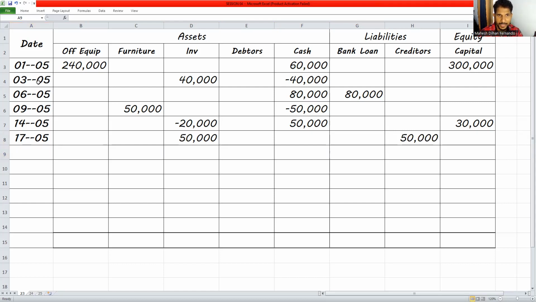Next date, 19th of May. Pay the rent of the business 6,000. Cash minus 6, because it is paid in cash. There is a cash outflow, and this is recognized as an expense. You know, expenses affect the equity negatively. So equity is decreased by 6,000 rupees.